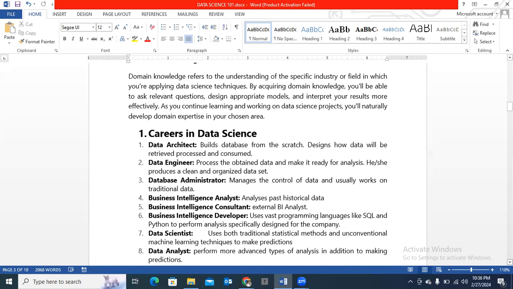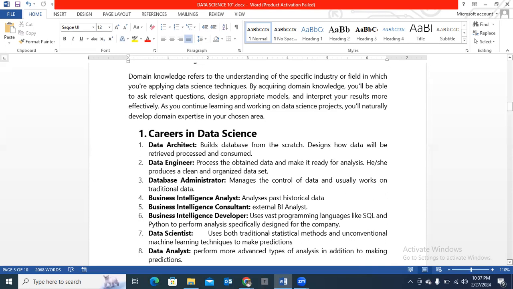Now, a data engineer is the person who obtains data and makes it ready for analysis. This data engineer picks up the data from the database that is being designed by data architects and then obtains the data and makes it ready for analysis, meaning you remember data cleaning, data wrangling. So it does data cleaning. You see now. A database administrator manages the control of data in and out of the database. This is a person who manages the control of data.